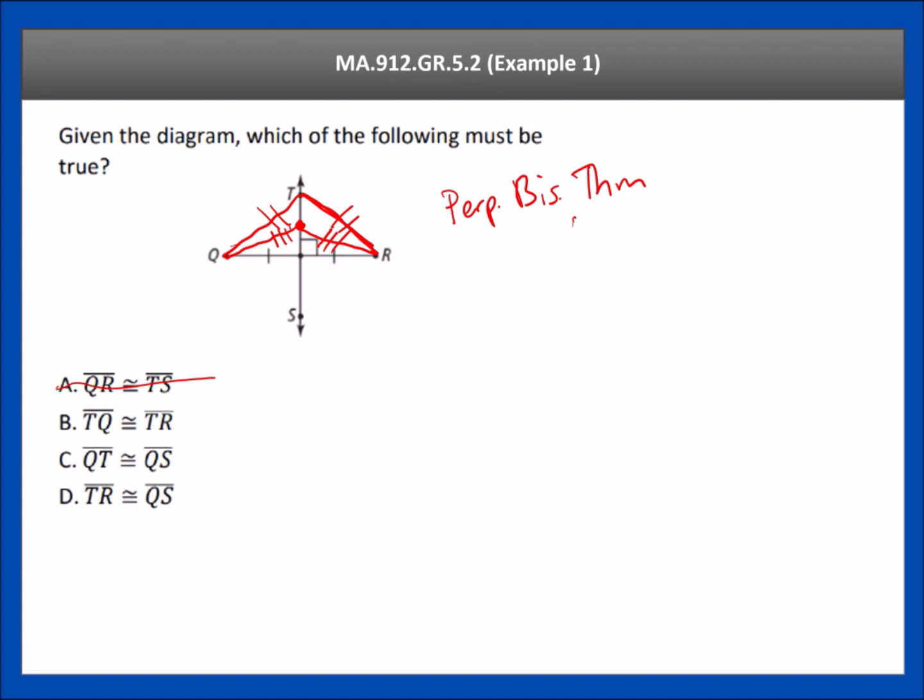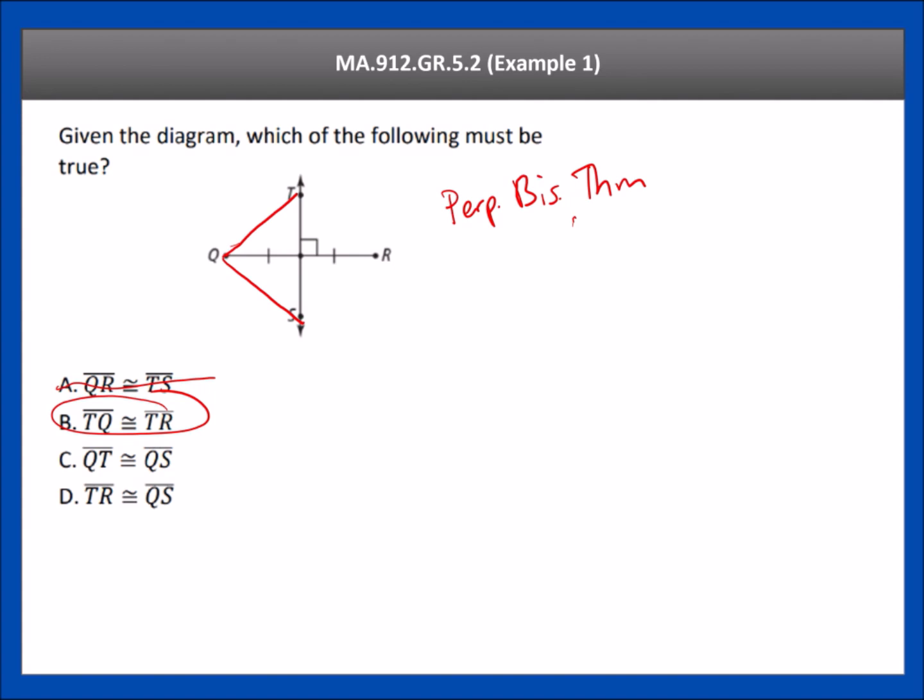So pretty important theorem. B is going to be the correct answer, but I'm going to look at the other ones. QT is congruent to QR. Let's do that. QT is congruent to QS, sorry. So you may be tempted to say that this is also true. However, this is not guaranteed to be true. This is only guaranteed to be true if QR is a perpendicular bisector. But we have no idea whether QR is a perpendicular bisector.